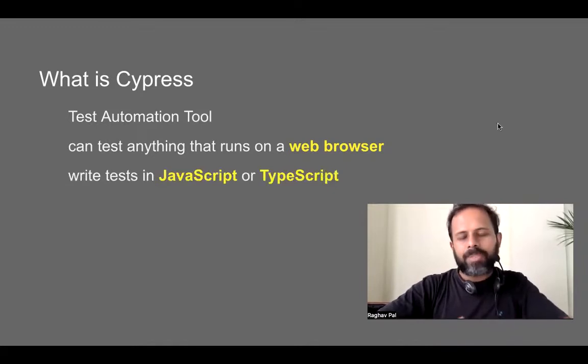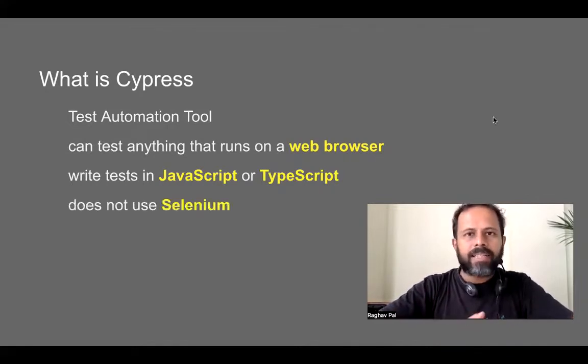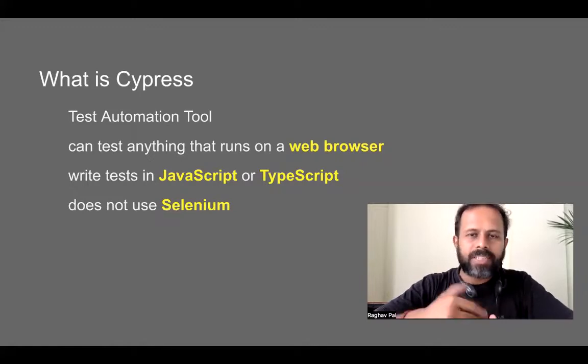And in Cypress, you can write tests with JavaScript or TypeScript. Basically, it uses JavaScript, but any language that can transpile down to JavaScript, like TypeScript, can be used for Cypress. And it does not use Selenium. This is a very important difference. A lot of automation tools use Selenium at the backend, but that is not the case with Cypress.